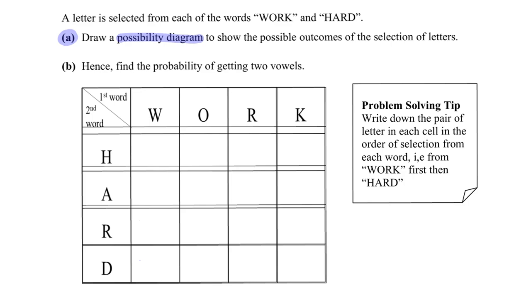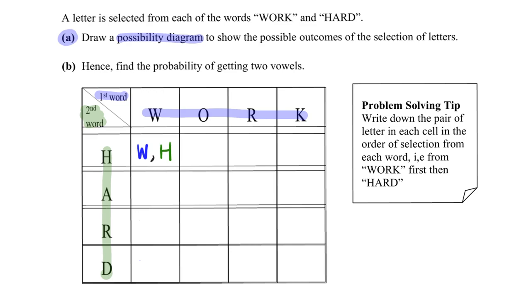The first word that I wanted to do will be W-O-R-K. The second word, H-A-R-D. So what does it mean? It simply means that this particular box here, for example, the first word would be W, and the second word is H, the second letter, sorry.